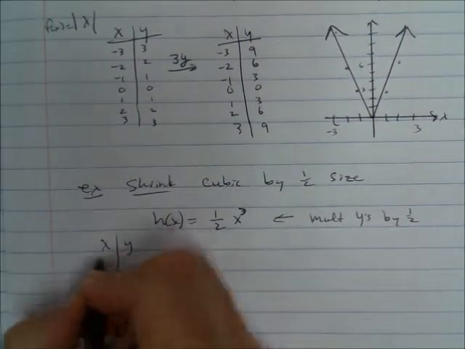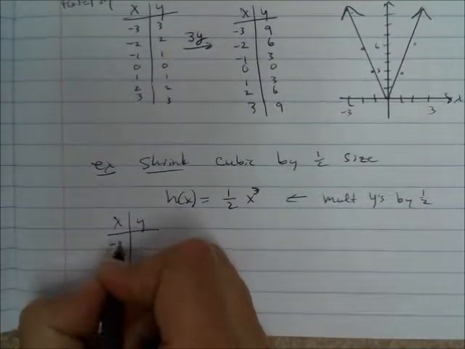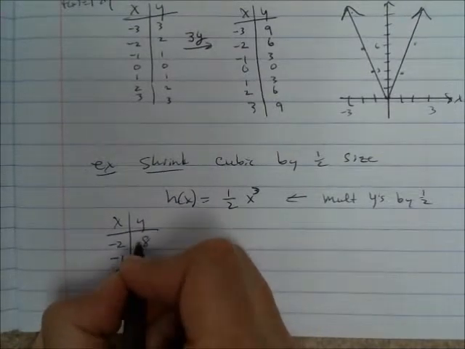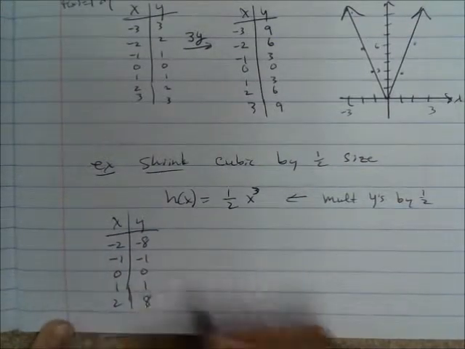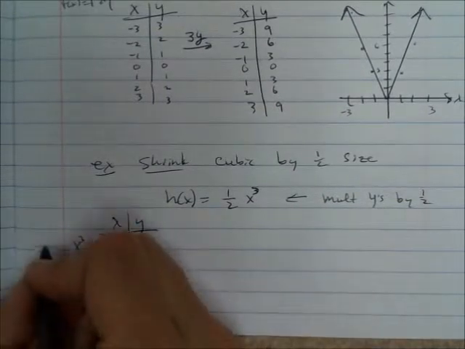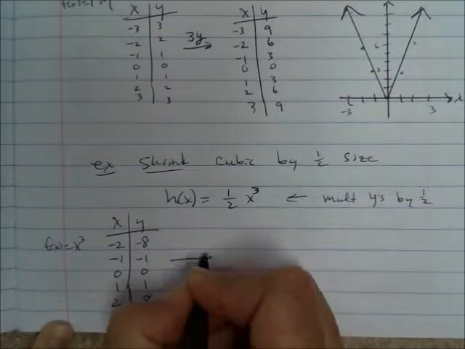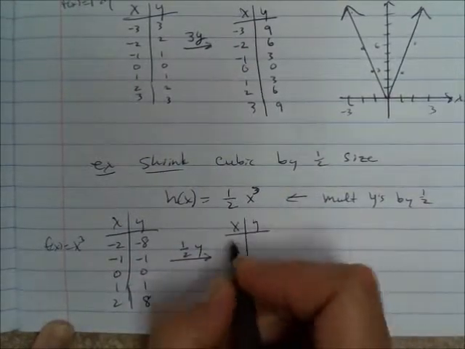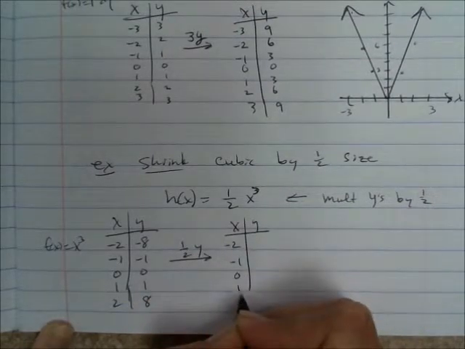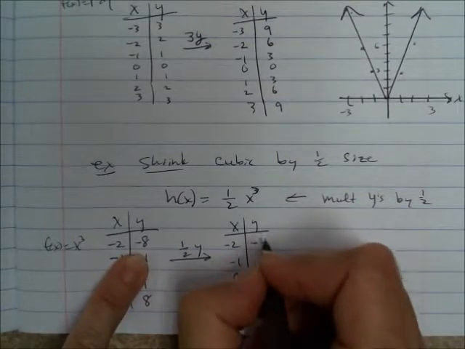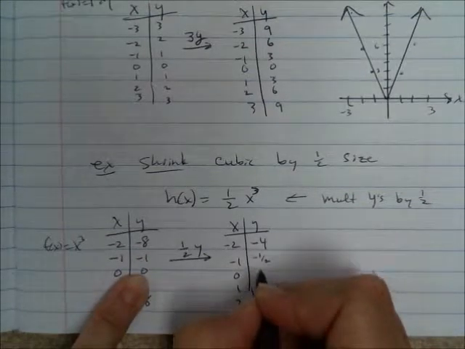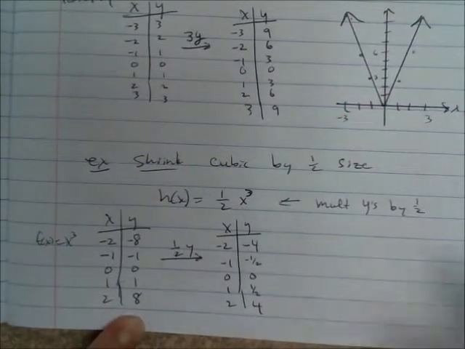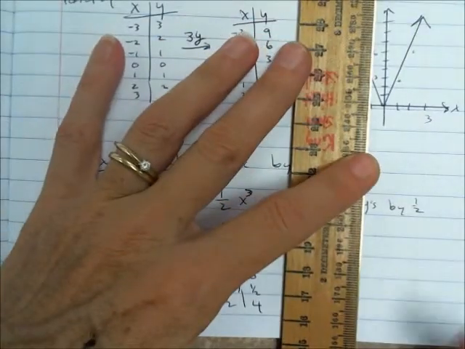So let's set up our xy table, and remember we start with -2. Our parent function is -8, -1, 0, 1, and 8. This is x cubed, or f of x equals x cubed. So what we're going to do now is 1/2 of y. Take all those y values and divide by 2. The x's stay the same. -8 over 2, -1 over 2, 0 over 2, 1 over 2, and 8 over 2 is 4. So now the y's go down to -4 and up to 4.